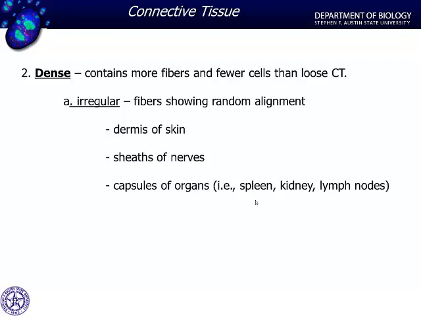Now the second type of tissue is referred to as dense. We have loose, we have dense. So in this case, many more fibers and fewer cells than we saw with our loose connective tissue. Now we're going to subdivide dense connective tissue into 2 categories. One, the fibers are totally random. There's really no organization to these whatsoever. And we're going to see irregular connective tissue, and we refer to this as dense irregular connective tissue. Beneath the dermis of the skin, we're going to find it wrapped around nerves and capsules of organs such as spleen, kidney, and various lymph nodes.